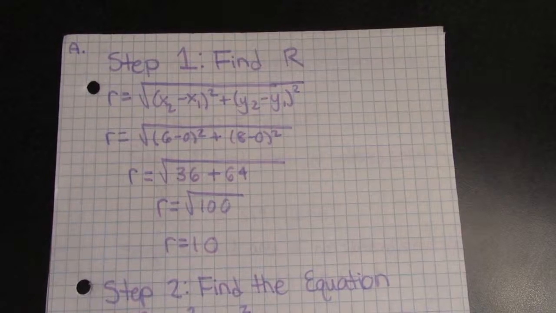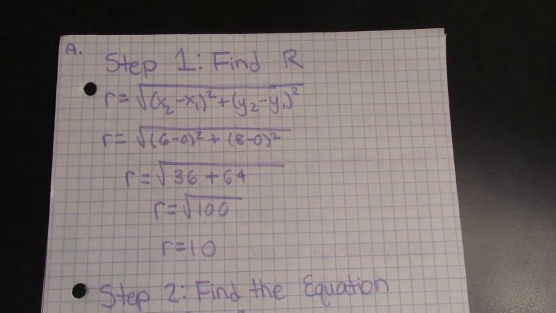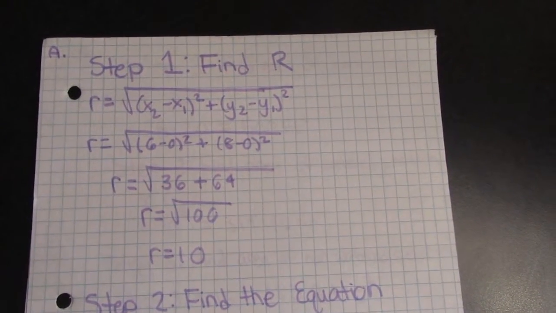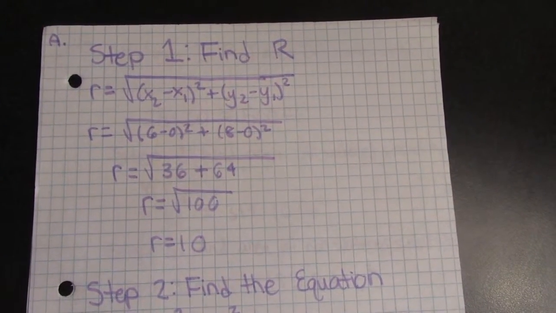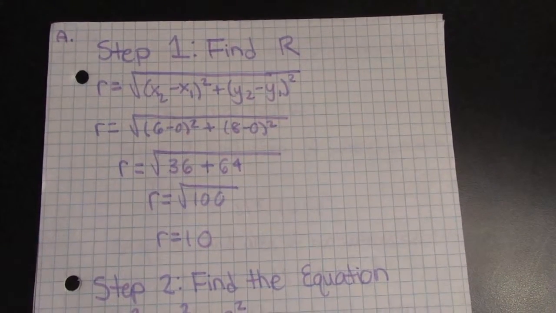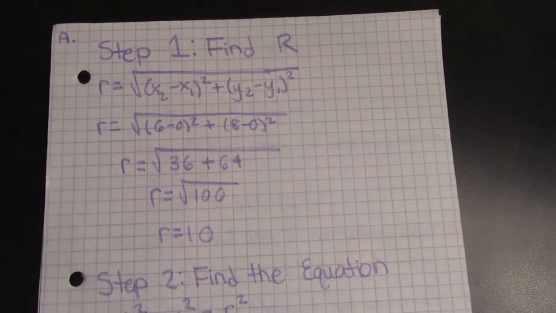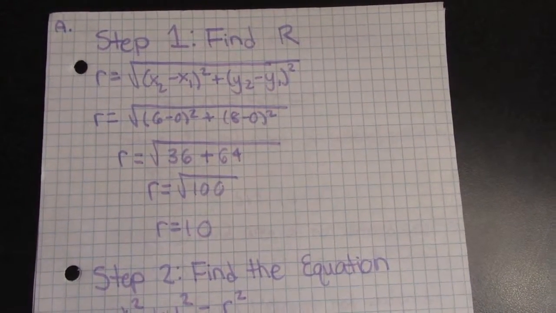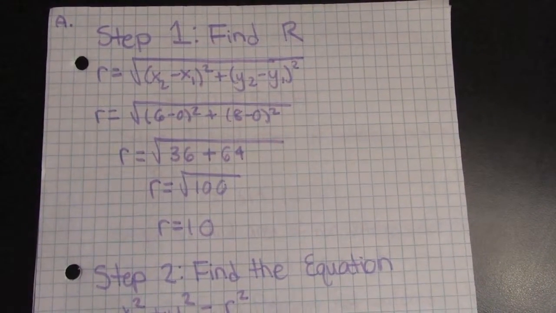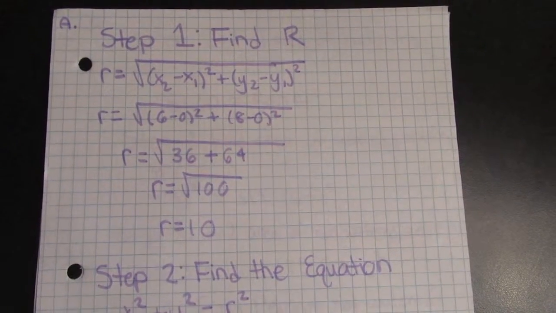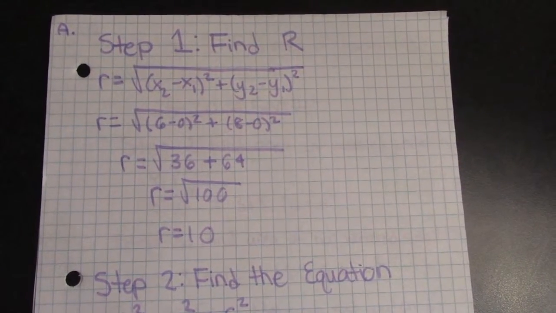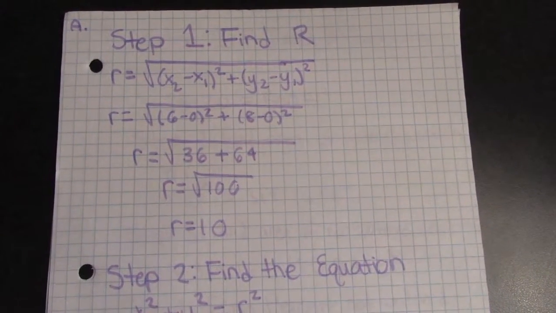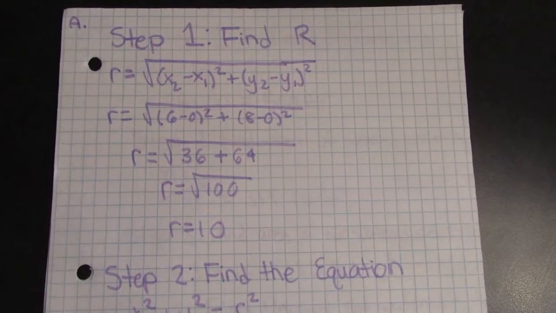So the first step to finding the equation that represents the farthest points the sprinklers can reach would be to find R. The way we find R is the square root of (x2 minus x1) squared plus (y2 minus y1) squared. So our x would be 6 minus 0 squared, and then our y, 8 minus 0 squared. So 6 squared is 36, 8 squared is 64, so we get that R is going to be the square root of 100, so we know R is equal to 10.